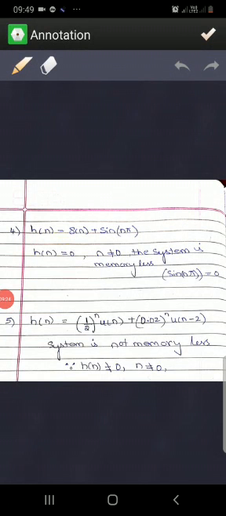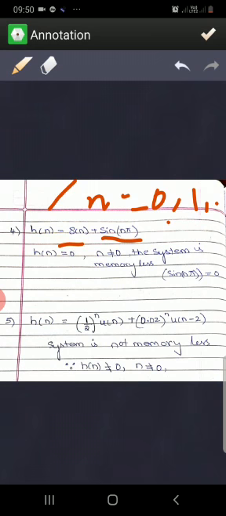Now let us see another example. h of n is delta n plus sin of n pi. If you observe here, it is a discrete system, where n takes only integer values: 0, 1, 2, 3, minus 1, minus 2, minus 3. It cannot take values in between, right? As we know, delta n is a memoryless system, because delta n exists only for n equal to 0. For n not equal to 0, it is 0.